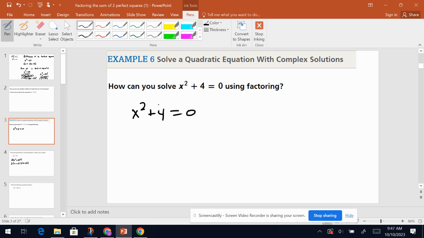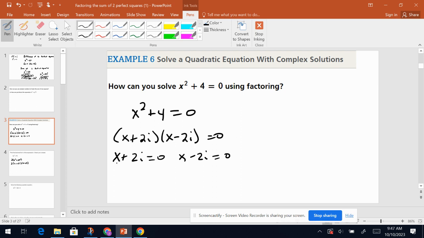Well, this is the sum of two perfect squares. So I could factor this as x plus 2i, x minus 2i. And then now I can use the zero product property, which we talked about earlier in 2.4, which is setting each one of these factors equal to 0 and solving.